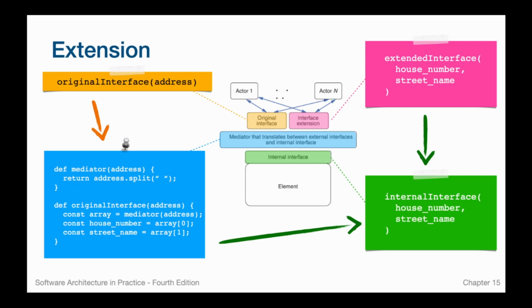And then in the original interface, we've edited that just slightly. So it still has the single parameter address, and it takes that address in, and it runs it through the mediator, which splits it out into an array. And now we've got the house number and the street name, which we can then pass into our internal interface. Okay, so that's a very simple and small example, but hopefully that helps you visualize a little bit what a more complicated extension might look like.